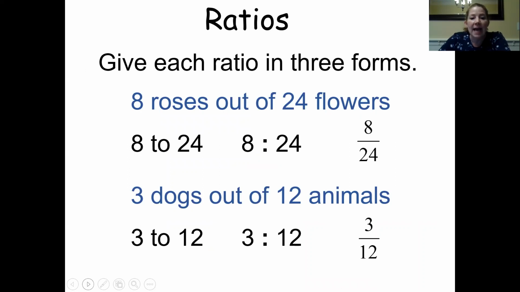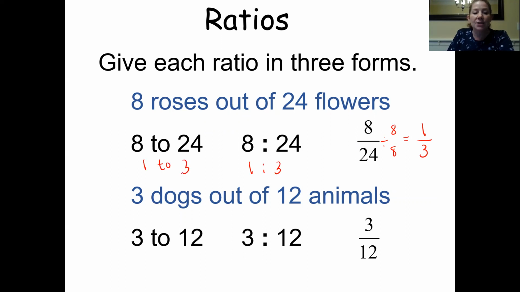All right, so if we have 8 roses out of 24 flowers, we could write our ratio 8:24 three ways. The second example is 3 dogs out of 12 animals, and we could write 3:12 three different ways. Now, one thing about ratios is they can always be simplified, just like a fraction. If you look at 8 and 24, those are both divisible by 8. If I said, what is the ratio of roses to flowers in simplest form, the answer would be 1:3. And we would write it all three ways, depending on the directions.